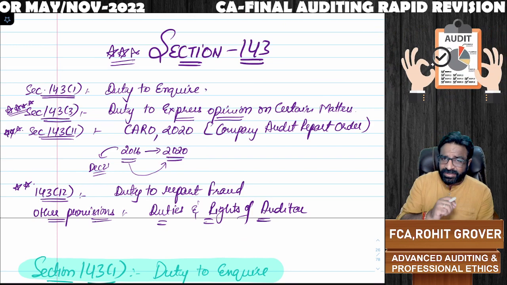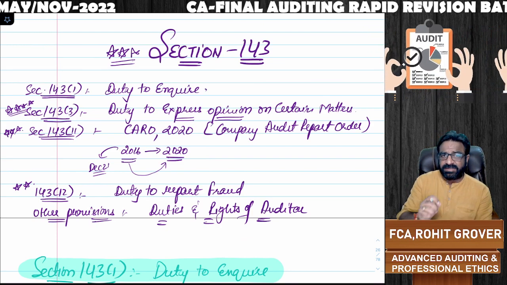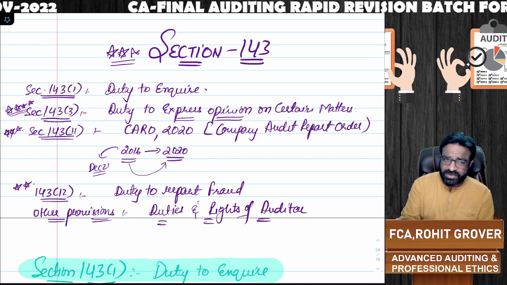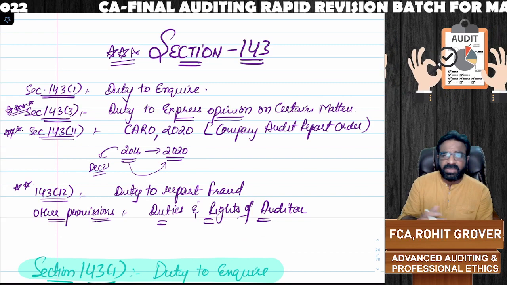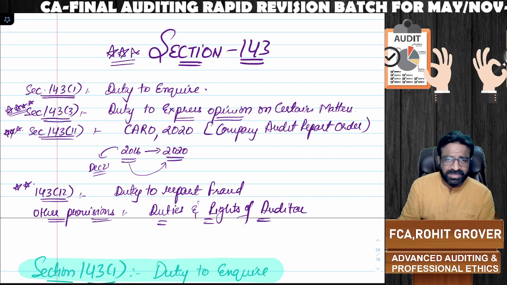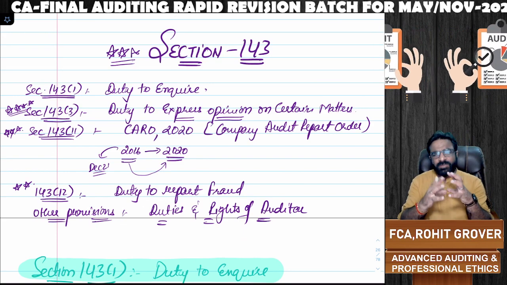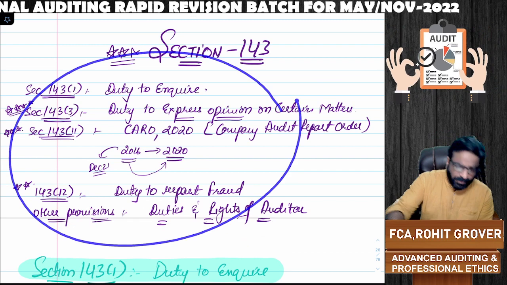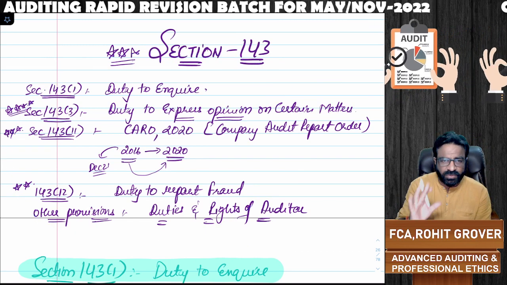And in 143 also we have subsection 9 and subsection 10, where the duty of the auditor is to follow the standards on auditing. Are you getting the point? Then we have subsection 4, where you have the duty to report the reasons in case of modified opinion. Small subsections are there, but in 143 major, these four sections are the sections which you have to concentrate upon.